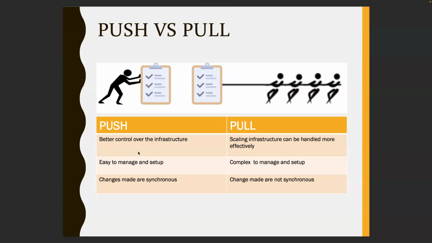And then here are a few more differences. Better control over the infrastructure. Of course, you have that in pull as well, but pull is more effective when infrastructure is scaling. Even Ansible can handle it when your infrastructure is growing or scaling. Push is easy to manage and set up, whereas pull architecture systems are complex to manage and set up. Changes made are synchronous here, whereas in pull changes are not synchronous, like it's not immediately applied. It would be applied at regular intervals.